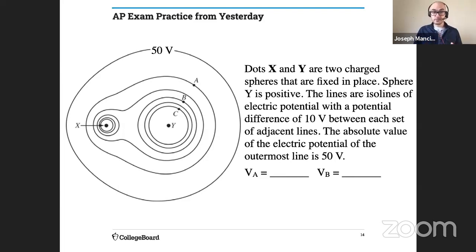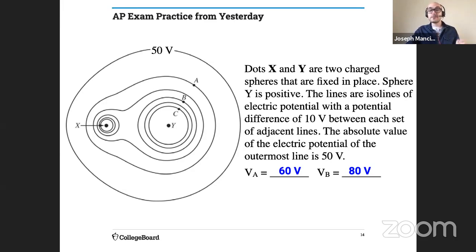So the electric potential at point A, we're told that the isolines are 10 volts apart. So the potential at point A is 60 volts. The potential at point B is 80 volts. Now we know that's the case because we're told that the sphere located at point Y is positively charged. So that means it is a higher potential. Points near point Y are at higher potential. So point B must be at a higher potential than point A. It's separated by 2 isolines, so it's 2 10-volt jumps higher.